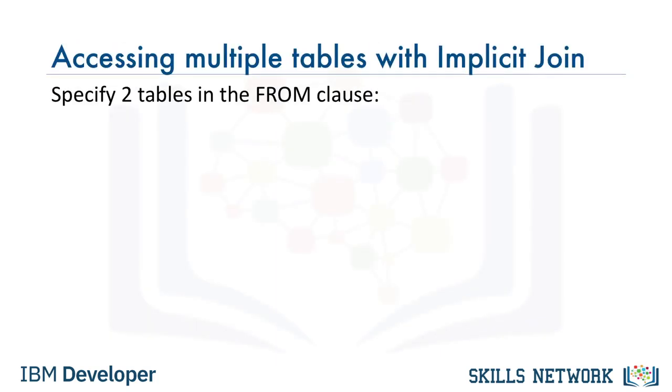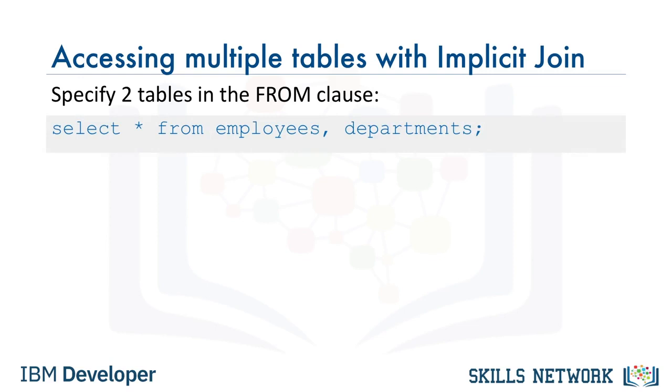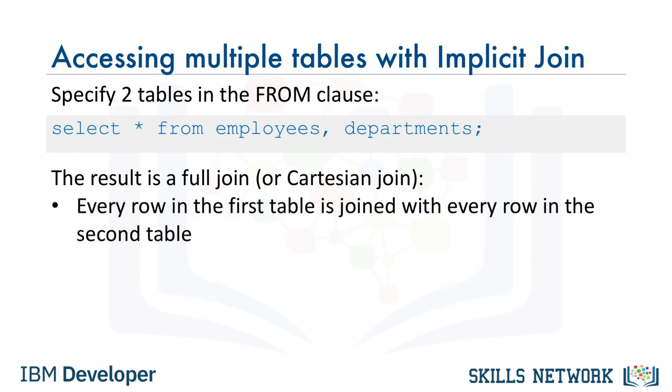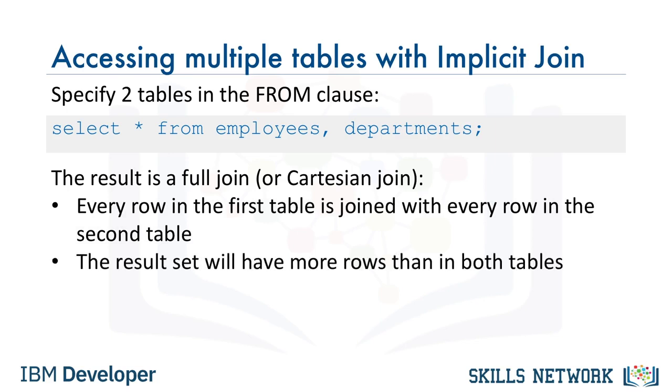We can also access multiple tables by specifying them in the From clause of the query. Consider the example, select star from employees, departments. Here we specified two tables in the From clause. This results in a table join, but note we are not explicitly using the join operator. The resulting join in this example is called a full join or Cartesian join because every row in the first table is joined with every row in the second table. If you examine the result set, you will see more rows than in both tables individually.